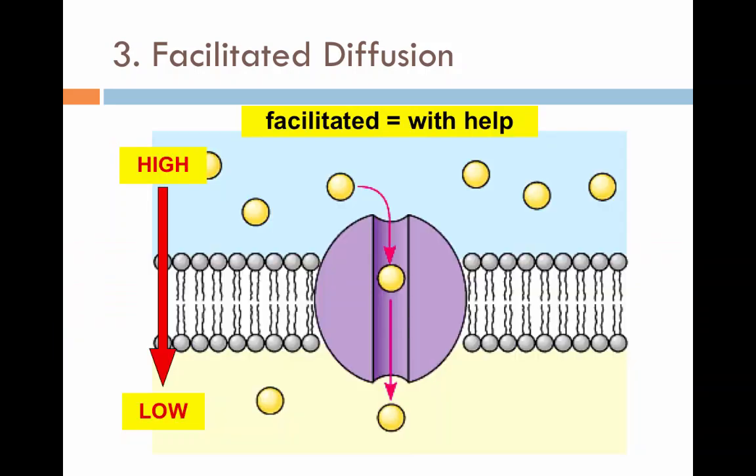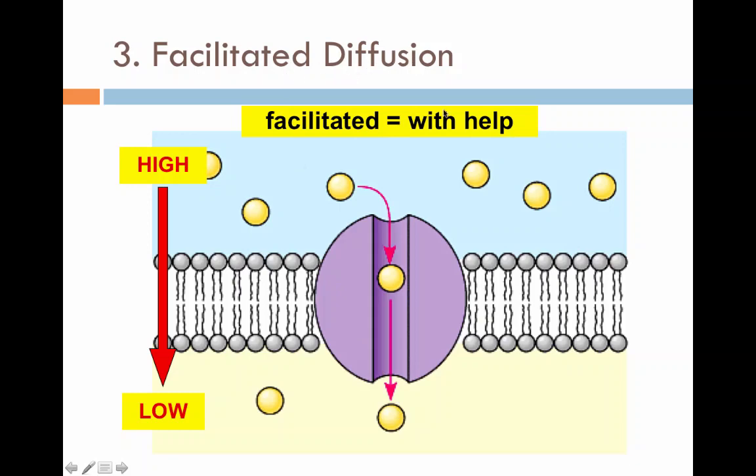This picture is showing facilitated diffusion. These molecules, these yellow dots here, are representing big molecules. They cannot fit through these phospholipids of the plasma membrane, so instead they have to go through a protein. This is why it's called facilitated diffusion and not just diffusion.